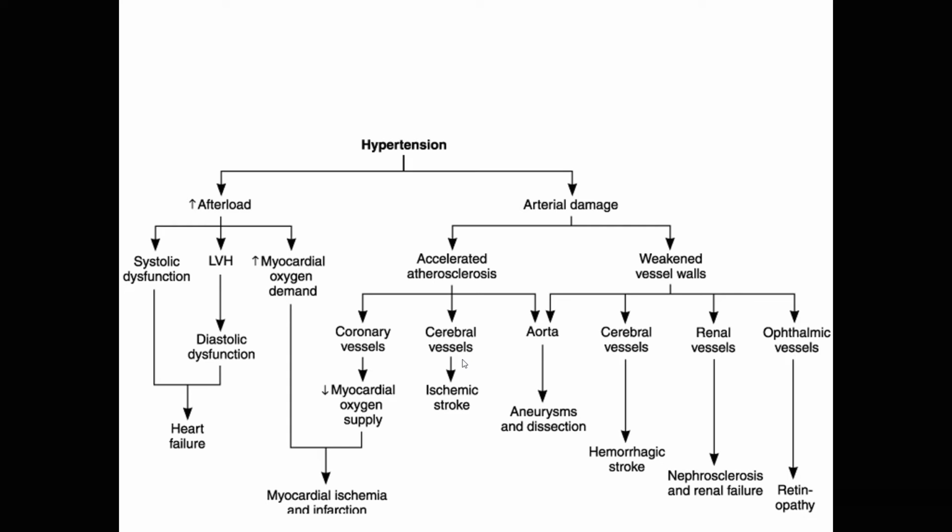The atherosclerosis in cerebral vessels creates a risk for ischemic stroke, and atherosclerosis in the aorta may cause damage to the wall and eventually aneurysm, dilatation of the aorta, and even dissection of the aorta. The arterial damage of the walls will weaken the walls and thus will contribute to the aneurysm and dissection of the aorta. In the cerebral vessel, destruction, rupturing of the vessel, hemorrhages, and hemorrhagic stroke. In the renal vessels, nephrosclerosis, loss of glomerular vessel, and progressive renal failure. And ophthalmic vessels damage will cause retinopathy. As you can see, a lot of complications, and our goal is to achieve an early diagnosis to treat effectively and to prevent all these complications.